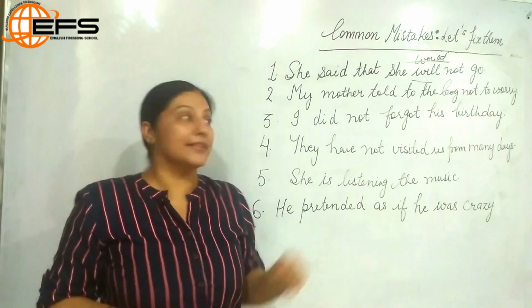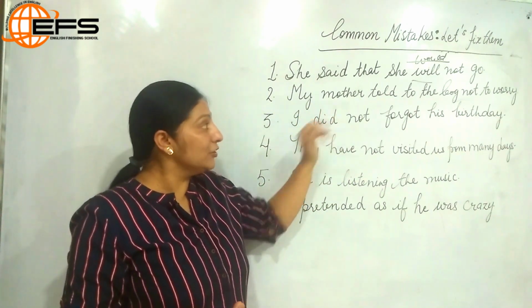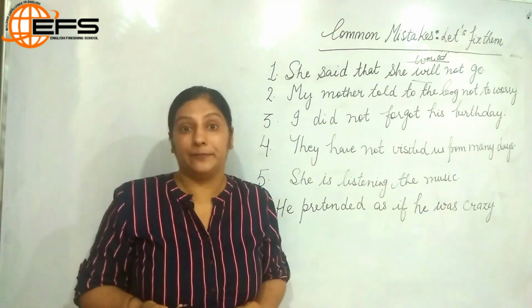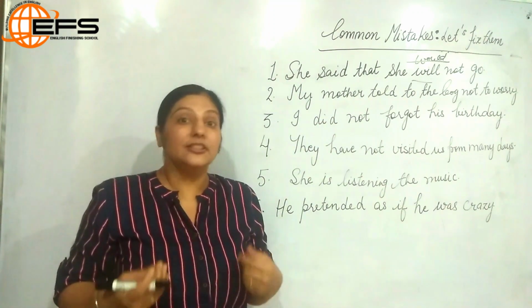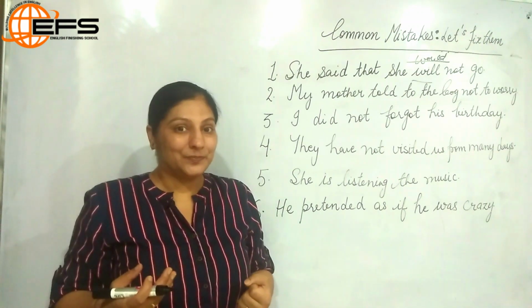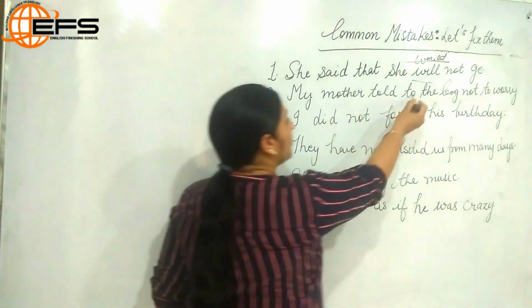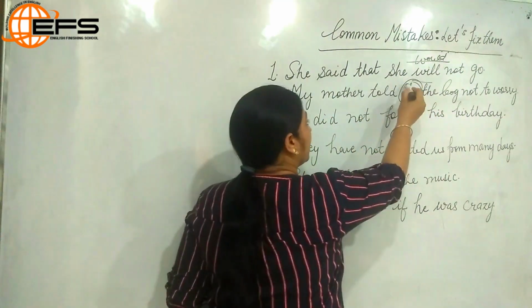Let's look at another example. Sentence number 2: my mother told to the boy not to worry. So what is the error? Just try and guess it. You have a few seconds to guess the error. Okay, let me tell you the answer. My mother told to will not come here.